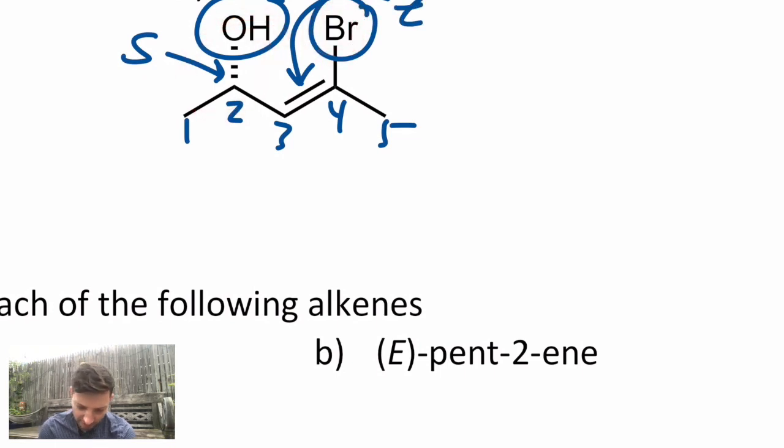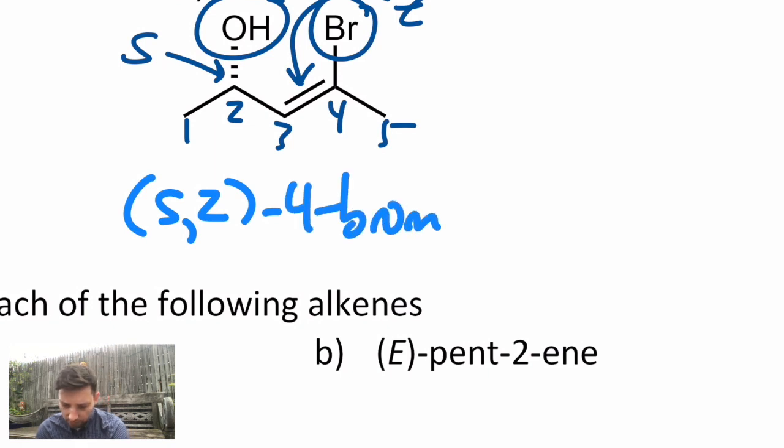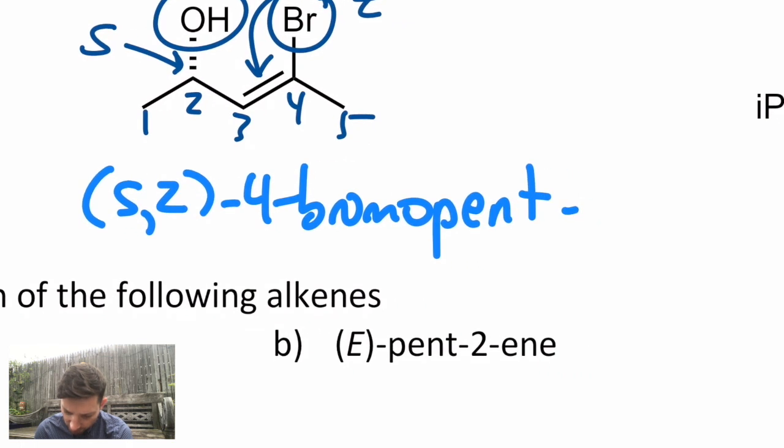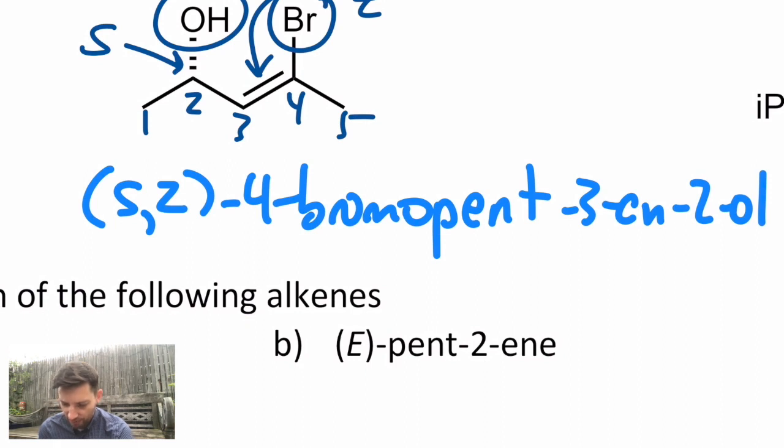So my name becomes S, comma, Z, dash, it's a 4-bromo, pent, actually there's no hyphen if there's no number. Let's back up. Pent-3-ene-2-ol. Notice you can put the number right in front of the suffix when you have multiple suffixes, as opposed to putting the 3 in front of the pent. You could do that as well, it would be implied.